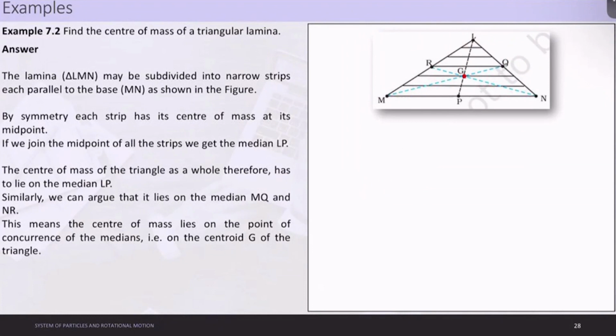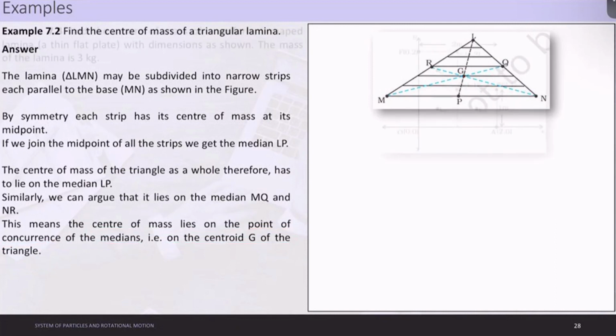Okay, so what does it basically mean? It means that the center of mass lies on the point of concurrence of the medians, that is, on the centroid G of the triangle. I hope this concept is clear to you: how we got to know that the center of mass lies on the concurrence of the three different medians. That being said, now let us move forward.